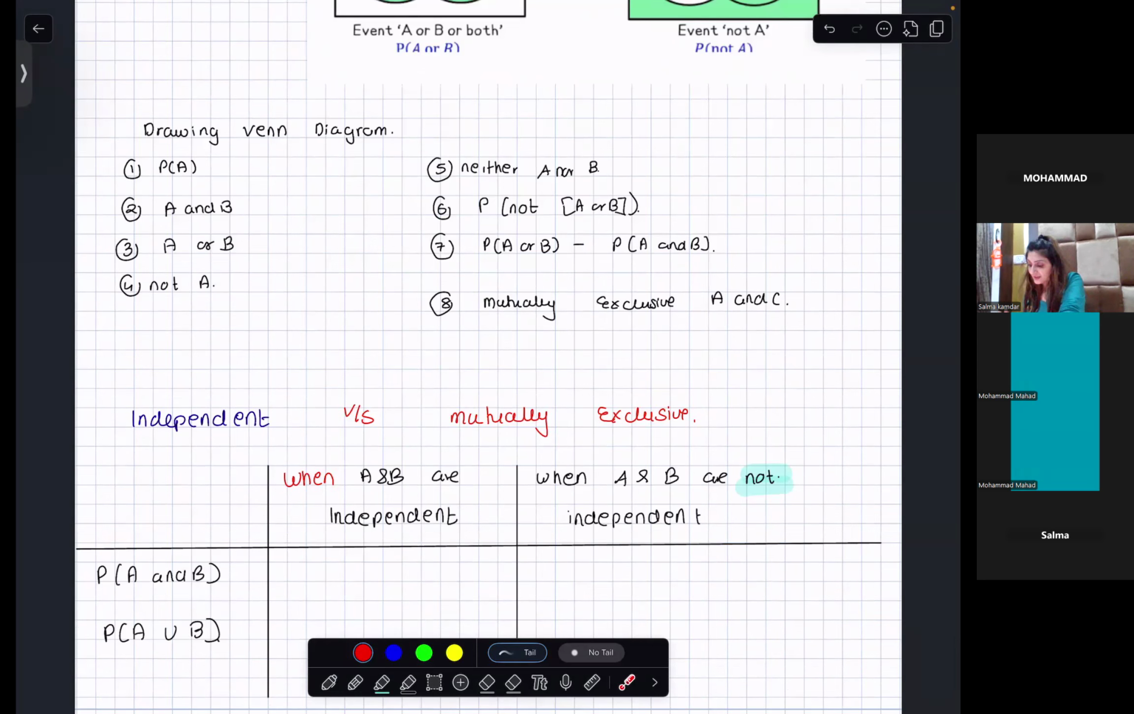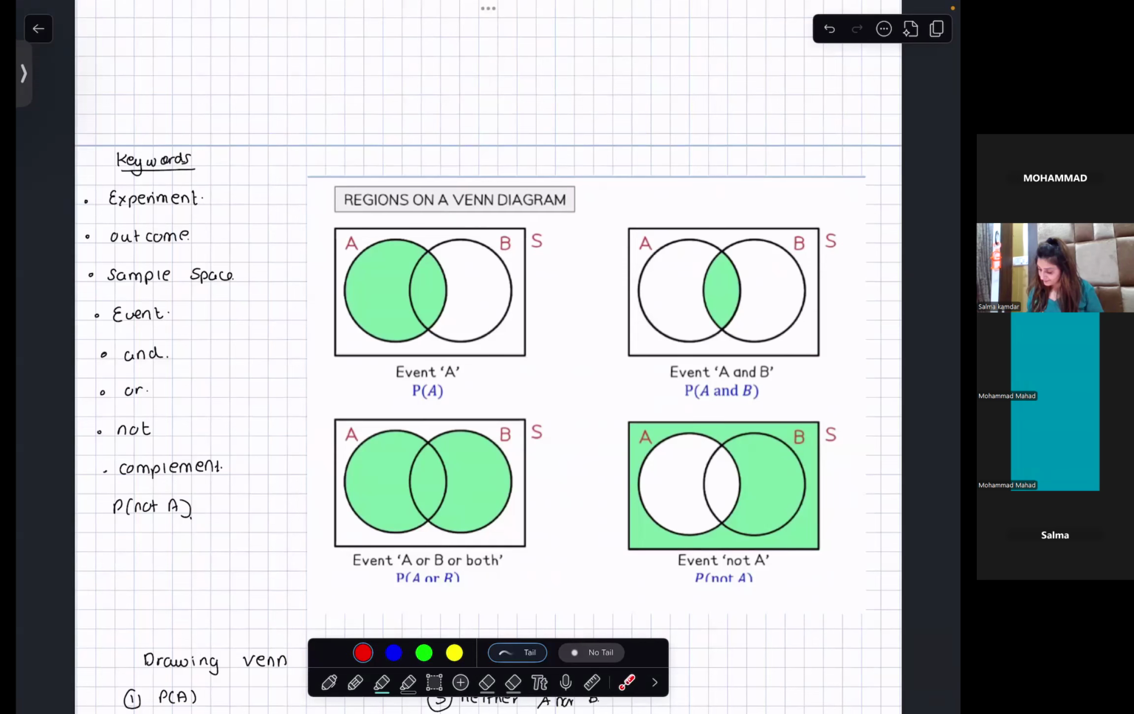Before that, tell me, what is an experiment? An experiment is when you run multiple tests to get an outcome. When you do something on a repeated basis, it is an experiment. Can you give me examples of an experiment? Tossing a coin. So when I am tossing a coin, that is an experiment. But what will be the outcome? Heads or tails.